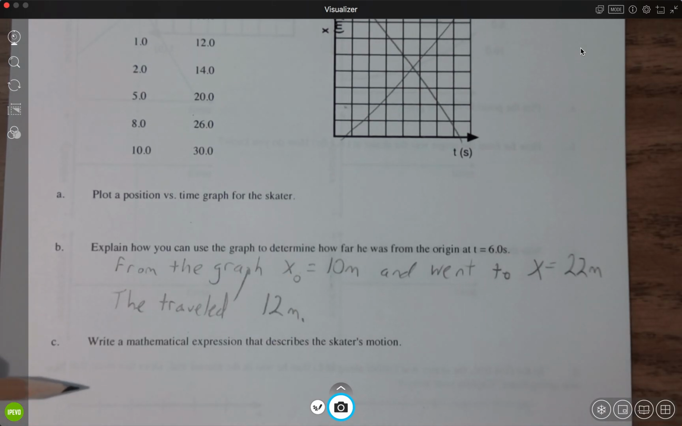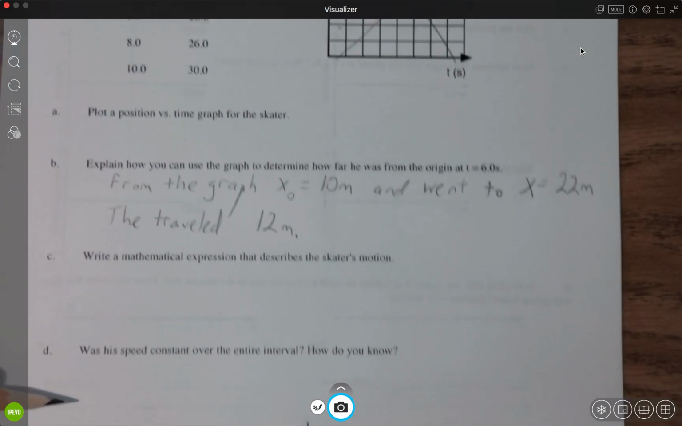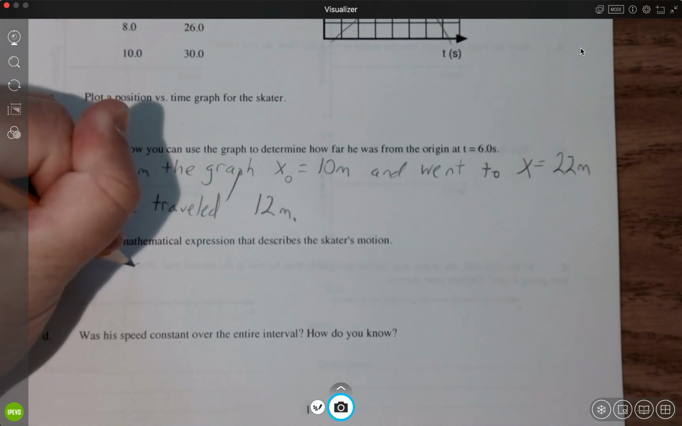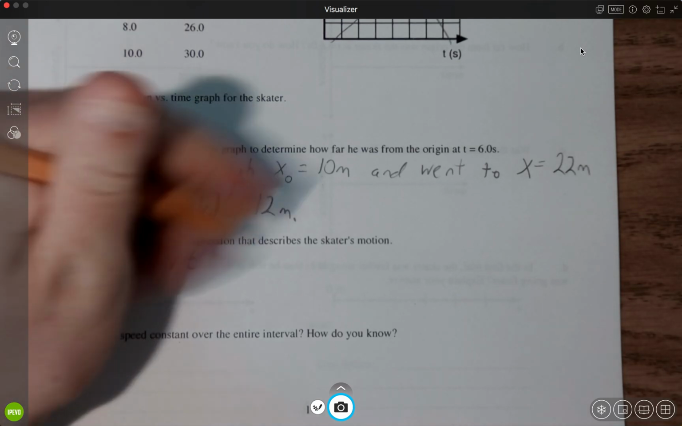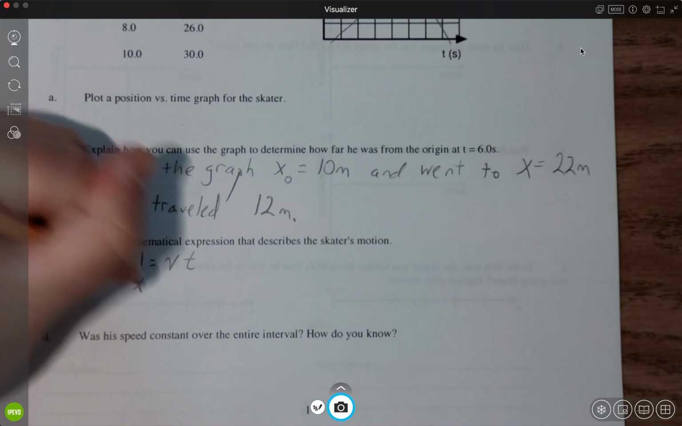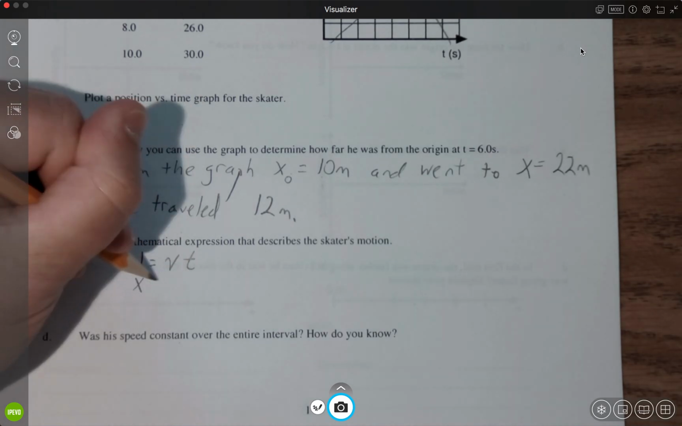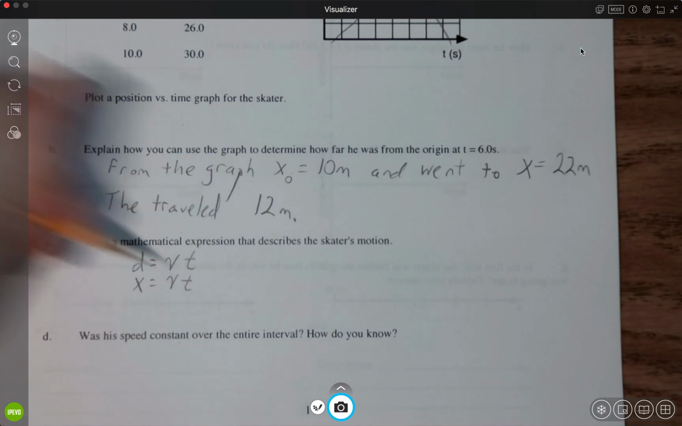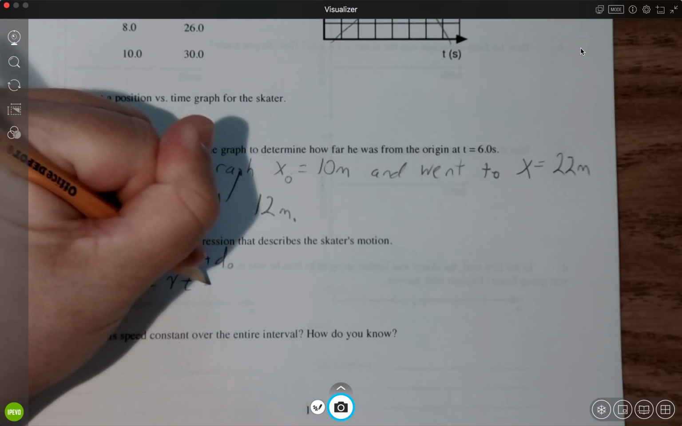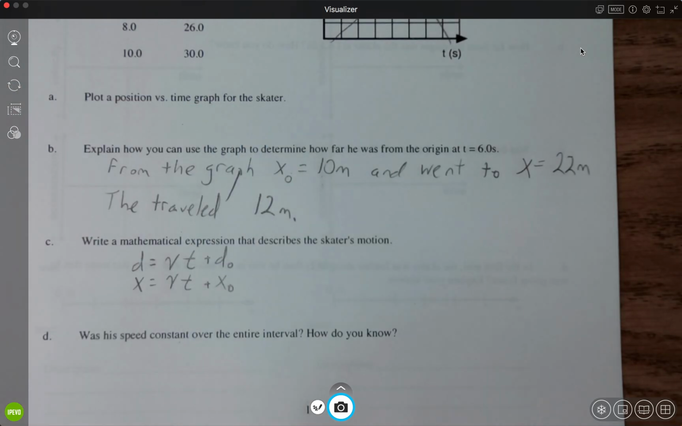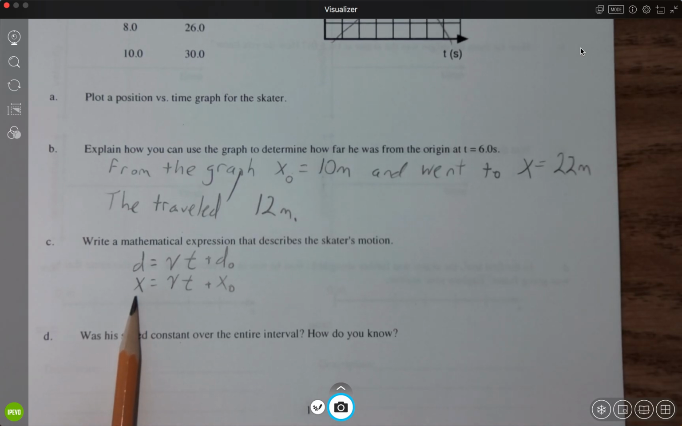And now we can write a mathematical expression for the skater as well. Just like how I told us to look at that, this d for displacement or distance is going to equal velocity times time. Another way to write this is that x, the same thing for displacement or distance, is also going to equal velocity times time. I'm going to write in another term here, plus x naught or plus d naught. It depends on how you want to look at this distance or displacement. It's talking about the same thing. So this displacement, x, is going to equal velocity times time plus this initial position.